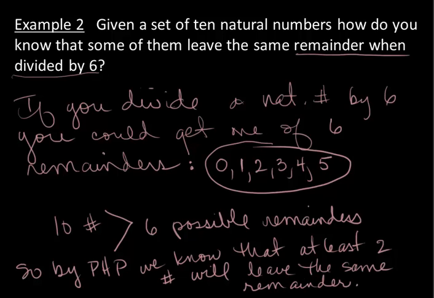This is how you write up a solution to something like this. You show the inequality that you're using. The number of birds greater than the number of holes. Here, 10 numbers is greater than 6 possible remainders upon division by 6, and so at least 2 of them will have the same remainder. Maybe they all will, but they're not all going to have different remainders.